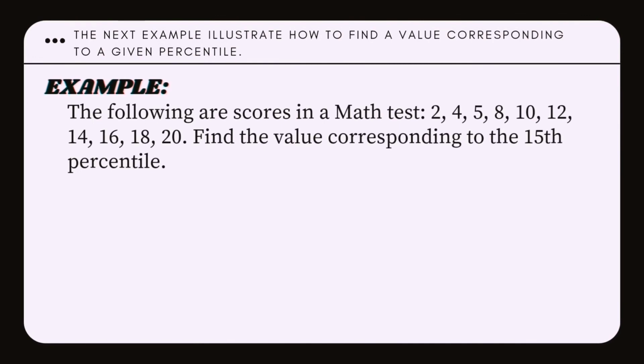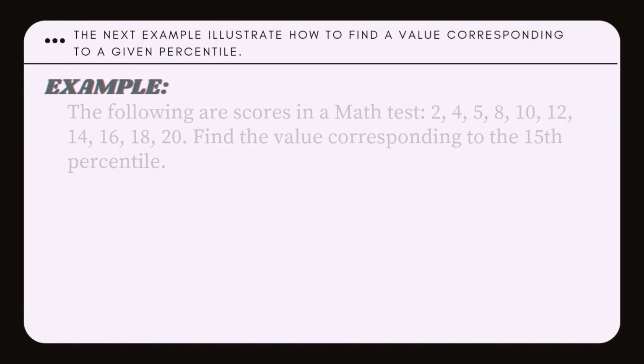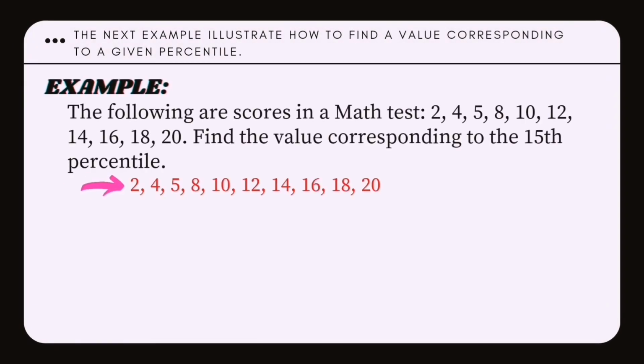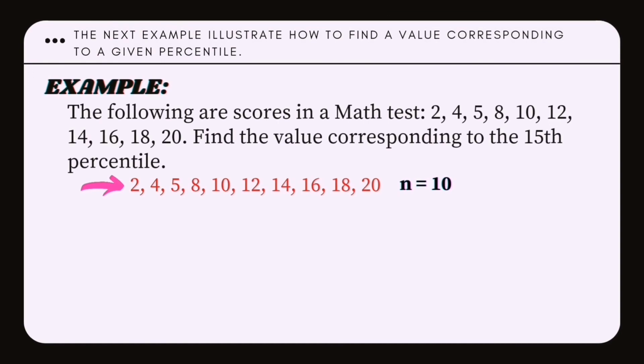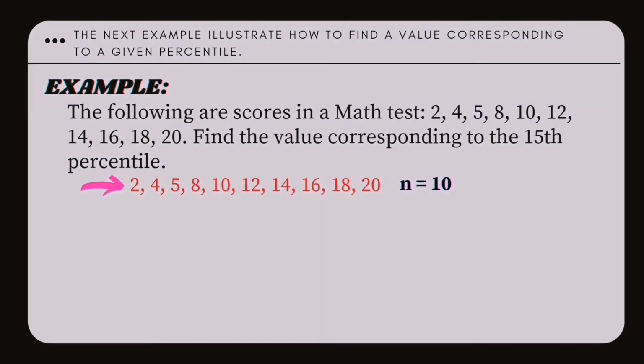This one, we have to illustrate how to find a value corresponding to a given percentile. The following are scores in a math test: 2, 4, 5, 8, 10, 12, 14, 16, 18, and 20. Find the value corresponding to the 15th percentile. And again, we have to arrange them into their ascending order. So we have 2, 4, 5, 8, 10, 12, 14, 16, 18, and 20. And the total number of data that we have is 10. So our n is equal to 10.